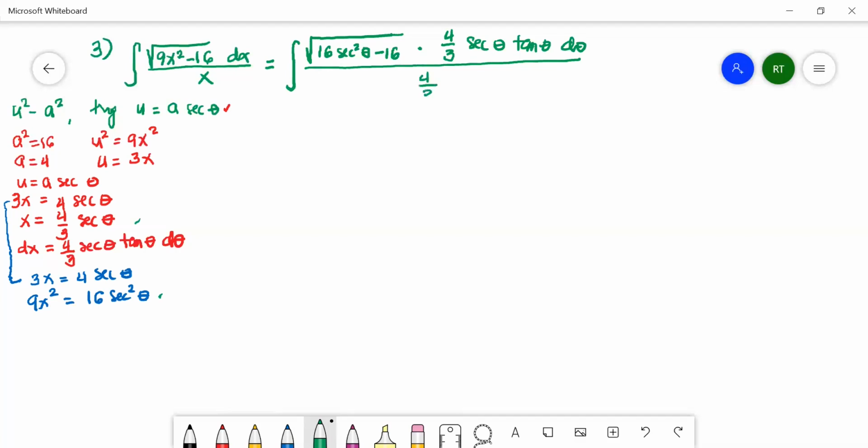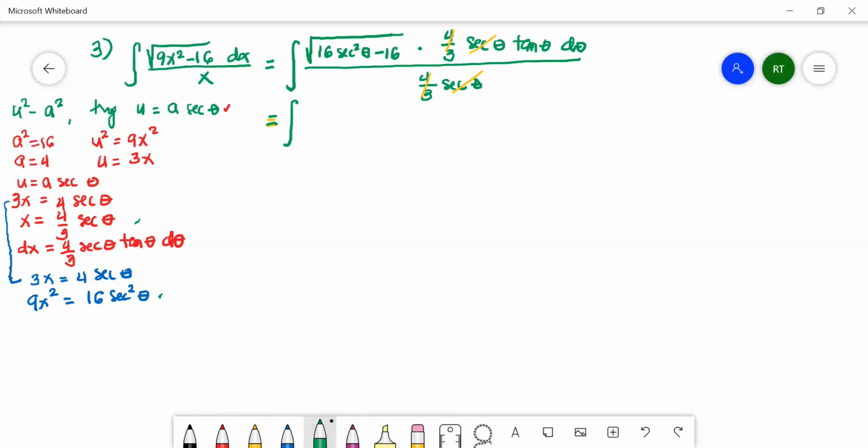So we have 4 over 3 secant of theta. At this point, we can simplify the integrand, and we can do some cancellation. Of course, we can cancel 4/3. We can also cancel secant of theta. So what is left? We have the radical square root of 16 secant square of theta minus 16 times tangent of theta d theta. But we can still simplify the radicand.